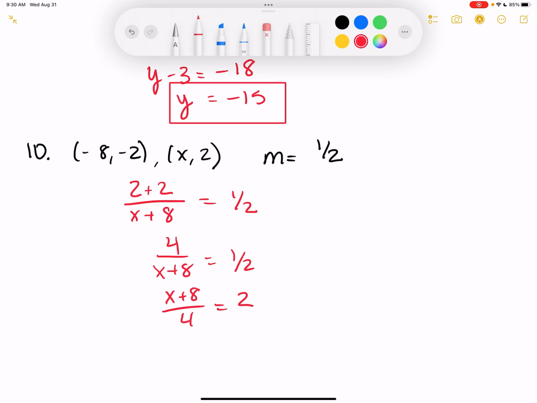I didn't know that's an option. As long as you flip both of them. Okay, now we can multiply by 4, because essentially flipping them is the same thing as cross multiplying, more or less. So then multiply by x equals 0. X equals 0.